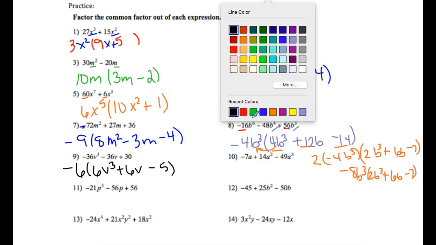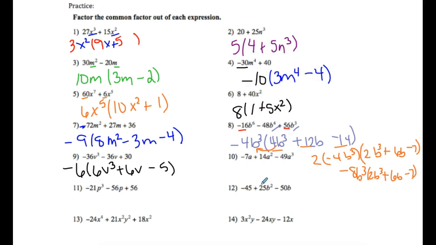Let's do a few more, shall we? Example 10. 7, 14, and 49, I know I can take out a 7. Because they all have at least one a, I'm going to actually take out the a as well. So I can take out the a. So if I take out negative 7a, negative 7a divided by negative 7 is positive 1. 14 divided by negative 7 is negative 2.